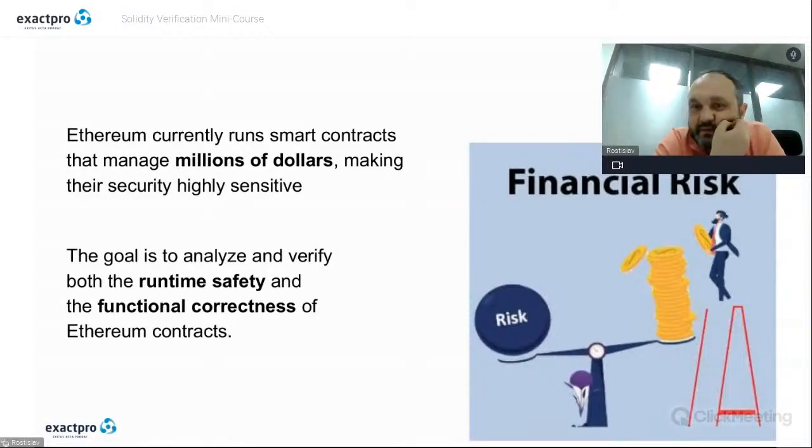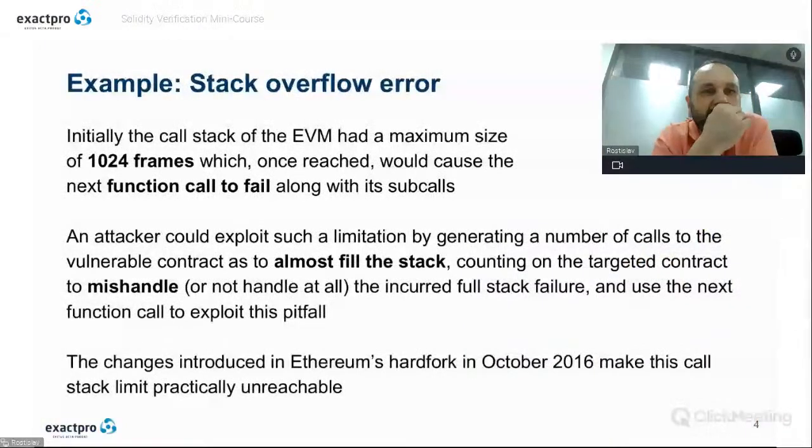So this slide is about a different issue, which is related to the huge amount of money run by smart contracts. It's another reason to have more advanced techniques for verification and validation.